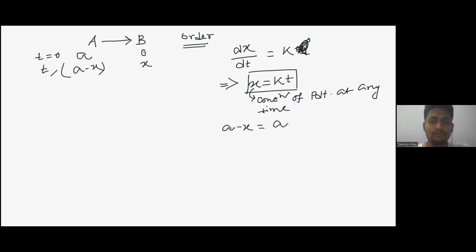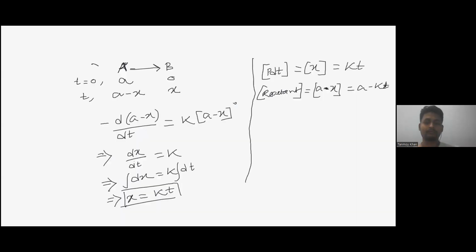Pause it here. As we discussed, I'm not solving this, but whatever we have got is x is equals kt for a zero order reaction. What is x? x is the concentration of the product at any time, how it is changing with time. And the concentration of reactant at any time is A minus x, that means A minus kt.